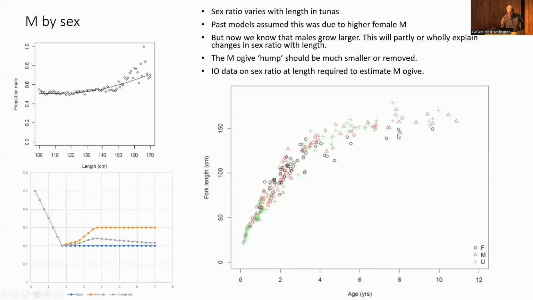If you look at this plot on the lower right, which comes from the Indian Ocean, the black dots are the females, and the red triangles are the males, so showing significantly larger L infinity for males than for females. And based on this, you can infer that that hump in the ogive, which is based on higher natural mortality for females, should be either much smaller or removed altogether.